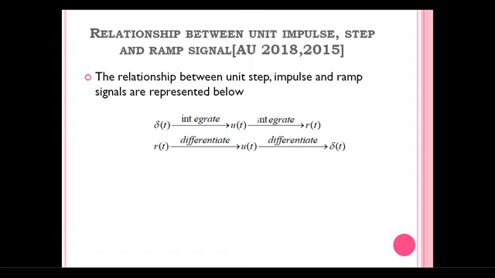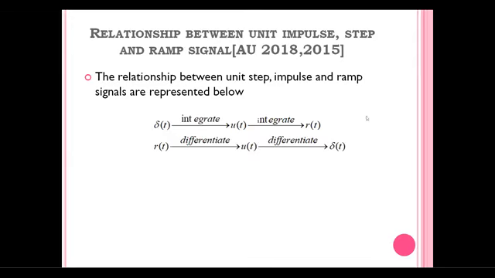So there is a relationship between the unit impulse, unit ramp and unit step signal in continuous time. This relation is a very important, repeated question. It was asked in 2018 and 2015 as a 2 mark question, or sometimes we have to derive this relation. It is an 8 mark question also.